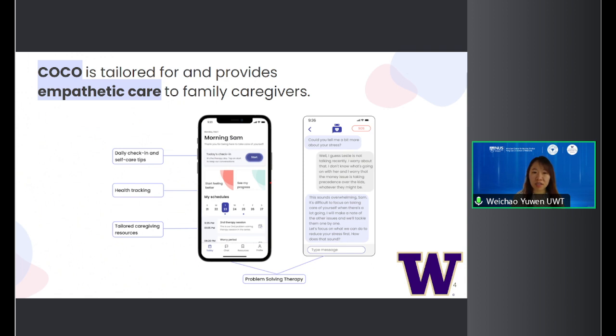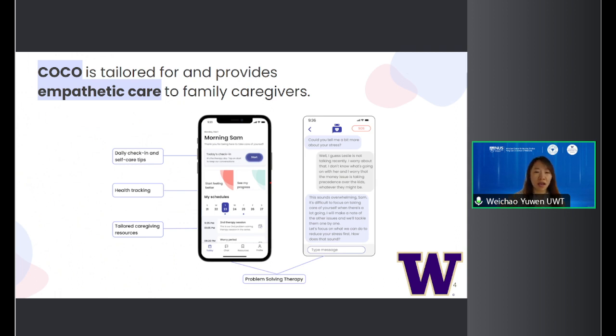COCO delivers evidence-based interventions, such as daily check-ins and self-care tips, health tracking, tailored caregiving resources, and evidence-based therapies through the chat. So here on the right side is a screenshot of our chat interface, and here it's delivering problem-solving therapy, an evidence-based therapy that has been validated and actually works for family caregivers.